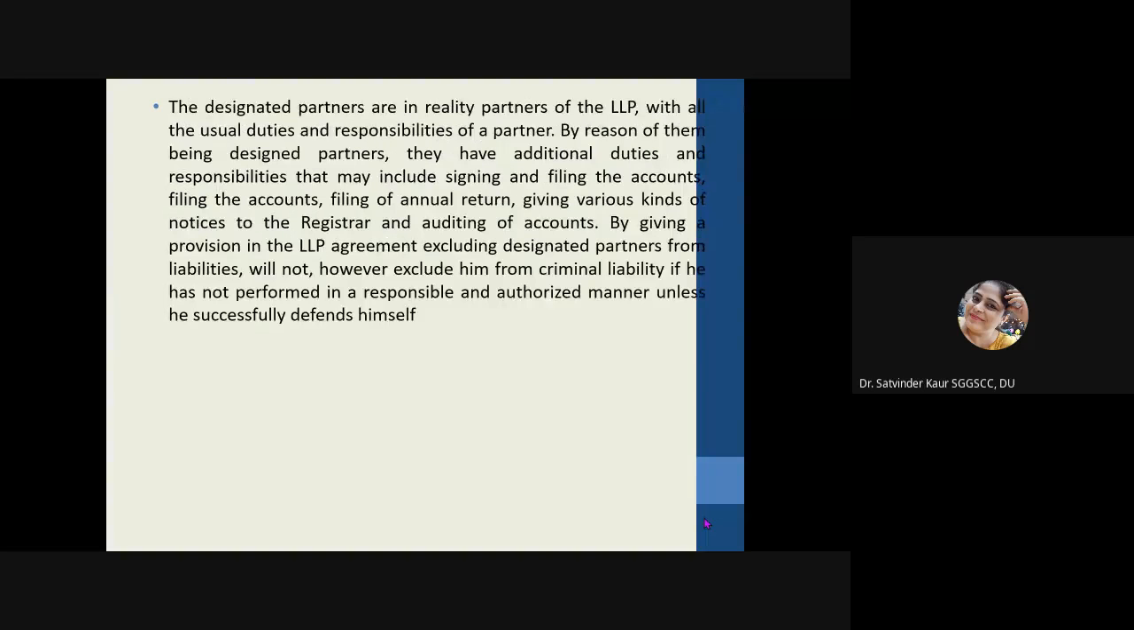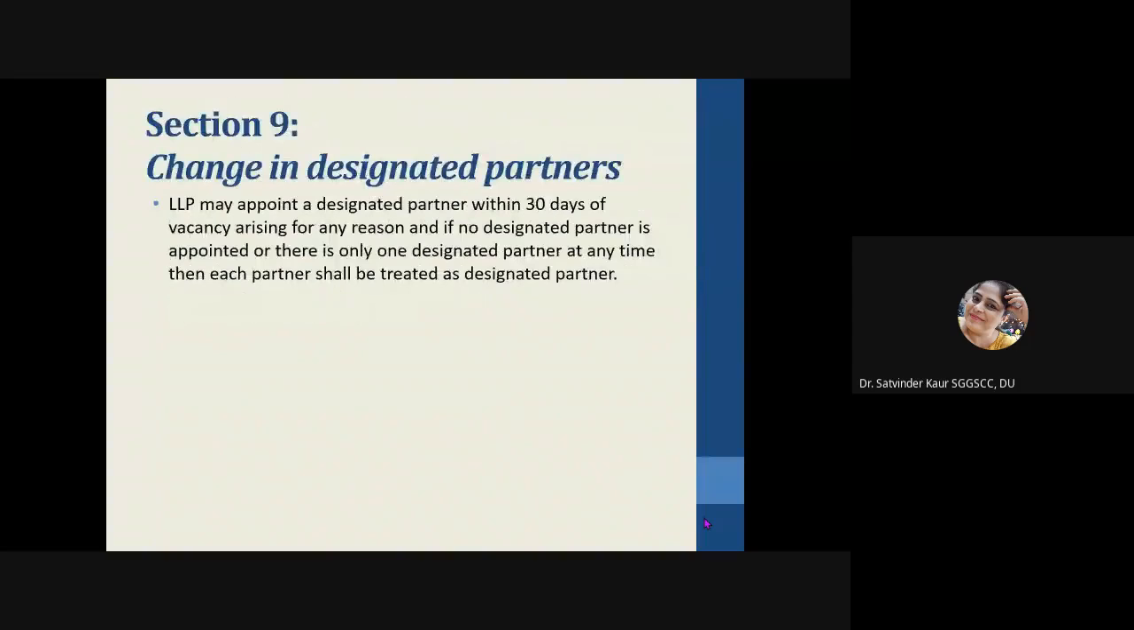Then we say that if we talk about the responsibility and authority, they are required to perform, and if they are not negligent in performing, then they will be excluded from the liability if they successfully defend themselves that they were not part of the particular requirement.